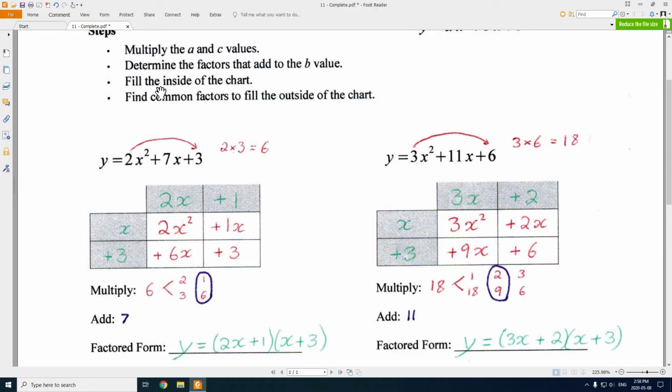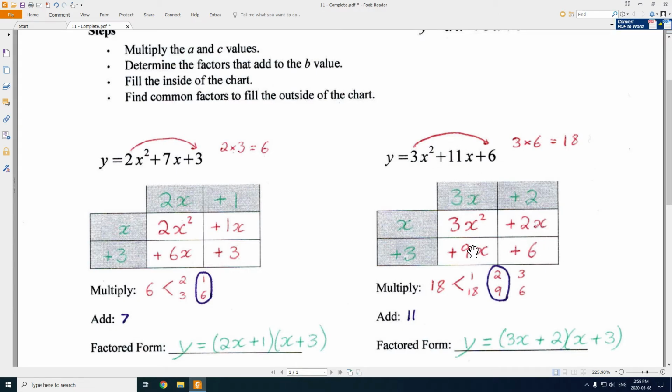So these steps are a little bit weird, but really what these steps are doing is they're getting you to fill in the chart backwards. Right? I mean, you know there has to be a 3x squared here, and you know that there has to be a 6 here. The first and the last numbers have to show up there in the chart. And then you're using the multiplying and the adding in order to figure out how you're going to break this up. Are you going to write it as plus 3x plus 6x? Are you going to write it as plus 2x plus 9x? So it's making you choose the right numbers here that match up with that middle term.